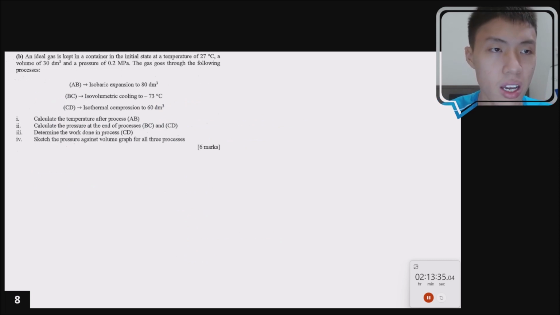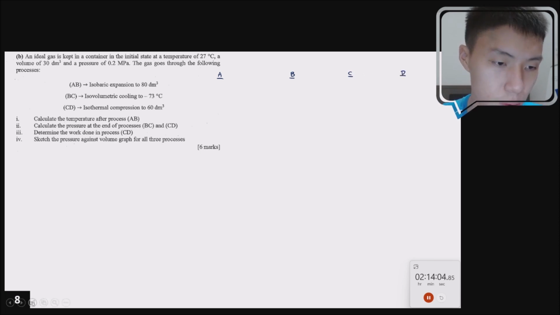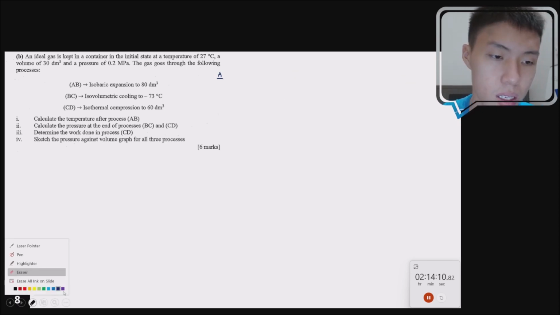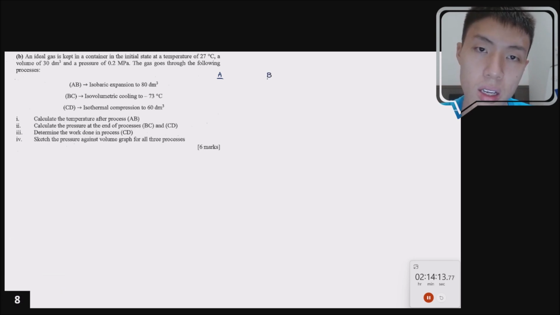Okay, next. Question B. An ideal gas is kept in a container in the initial state of temperature 27 degrees Celsius, volume of 30 dm cube, and a pressure of 0.2 megapascal. And the gas go through the following process. Okay, so let's be clear what are the process. First, you go from state A, you go to state B, then you move on to state C, then move on to state D. Okay, I think the camera will be blocking it, right? Let's adjust it a little bit. Go to state B, state C, let's go to state D.